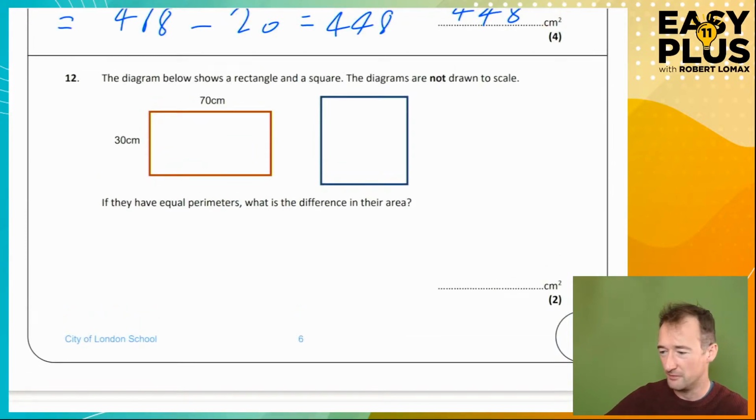Classic question here. Not too tricky, and once you've seen one of these, you've kind of seen versions of all of them, I think. The diagram shows a rectangle and a square. The diagrams are not drawn to scale.